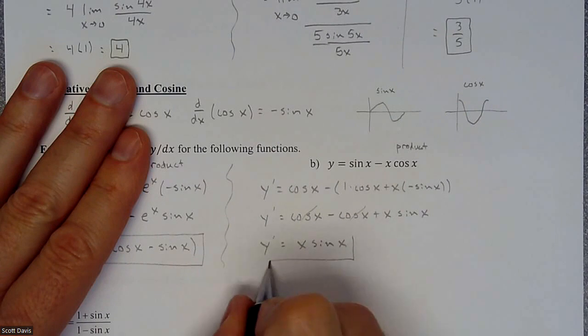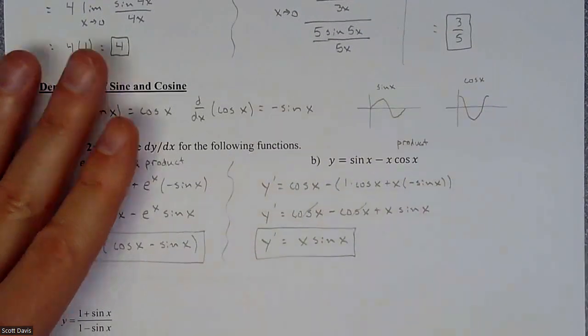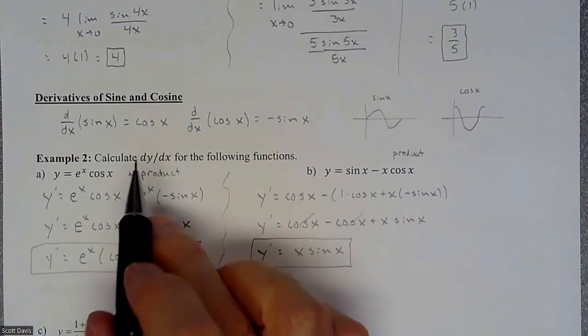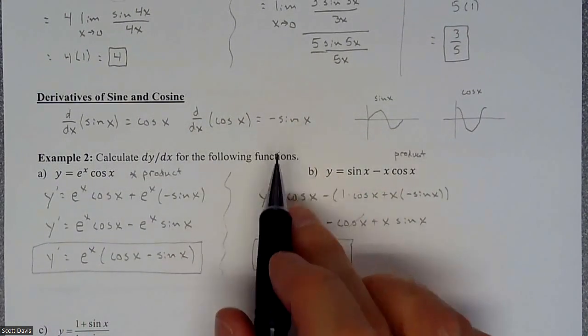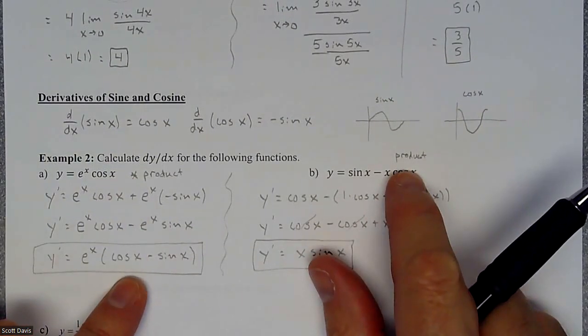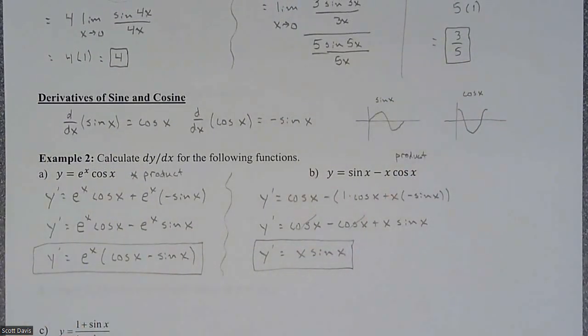And that is the derivative of this, right? So that's what we got going on. Derivative of sine is cosine, derivative of cosine is negative sine. Apply it. Of course, product rules and quotient rules and all that stuff is still going to apply throughout these problems.